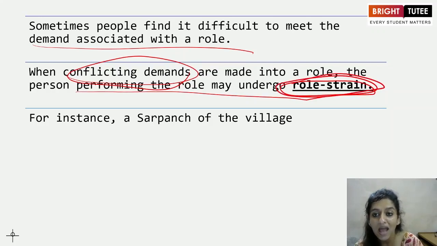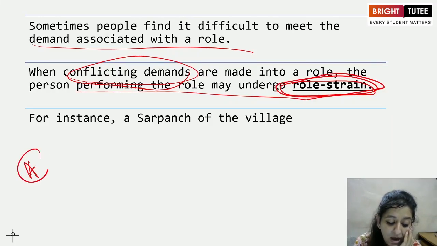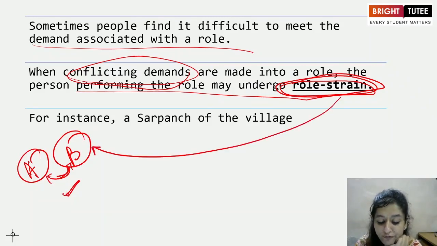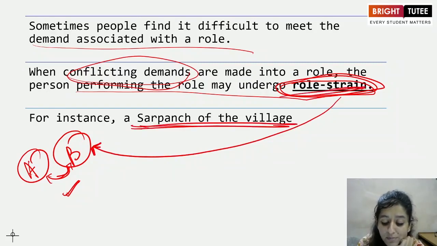When you have a challenge wherein your role A demands something and your role B demands something else, and you are confused about which one to satisfy, that is when you face the situation of role strain. A very important example is the Sarpanch of the village. Very easy to understand.